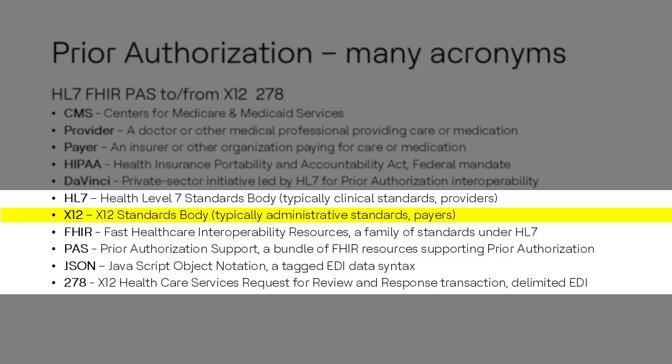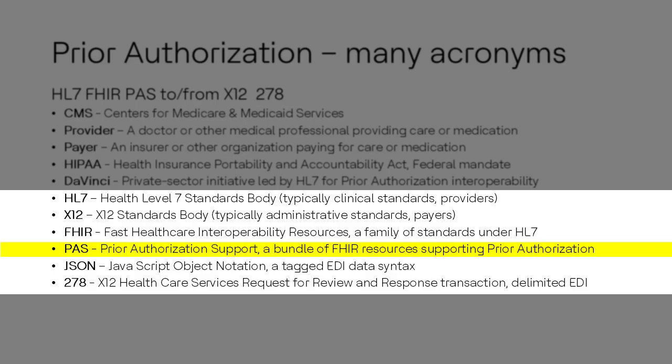X12. This is the standards body focused on administrative and financial data. It is the powerhouse language of the payer. FHIR, or Fast Healthcare Interoperability Resources, a family of standards under HL7. It is designed specifically for the web, making it easier for disparate systems to communicate in real time. JSON, or JavaScript Object Notation. This is a lightweight, tagged data syntax that FHIR uses. It is what modern developers and APIs want to consume.